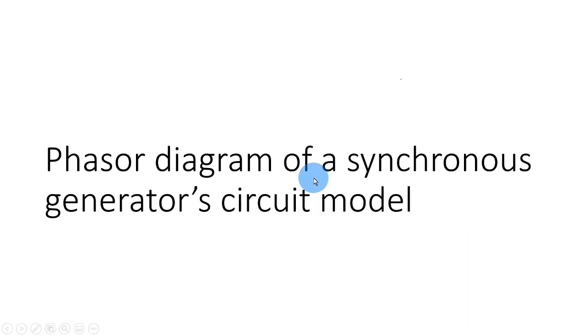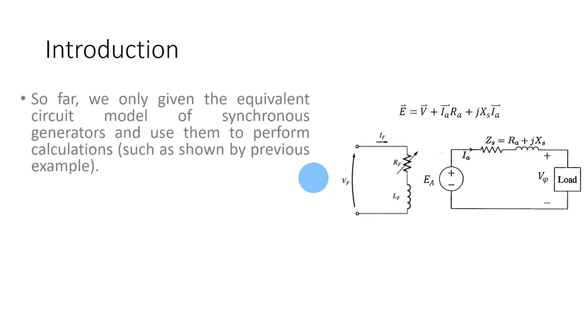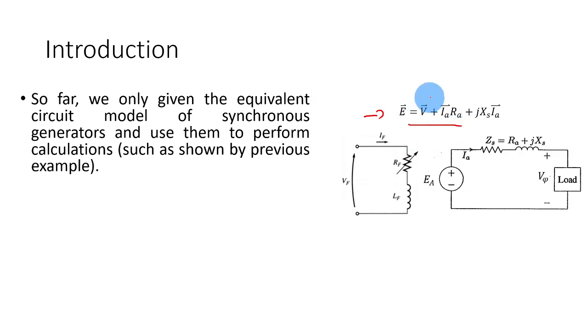So we're going to continue analyzing this circuit, but we're going to look at it in two different ways. So far we have only been given the equivalent circuit model and its formula: the voltage relationship between the EMF voltage, the terminal voltage and the current. Basically this is the relationship, and we can use it to find the parameters. This is basically the KVL equation across this loop.